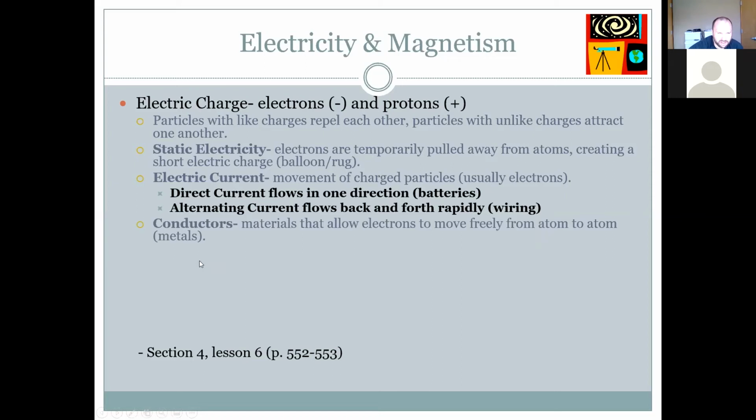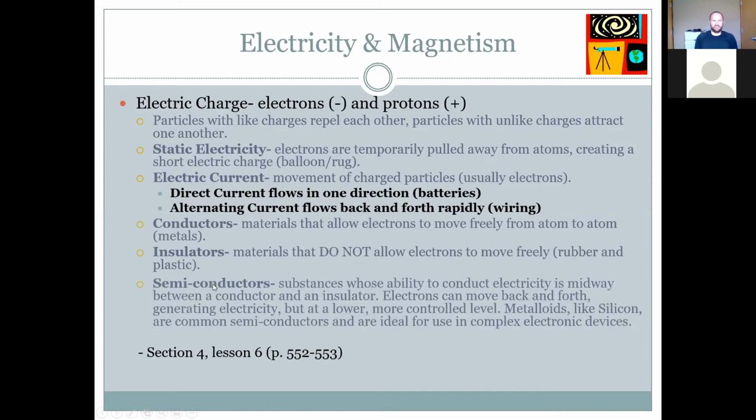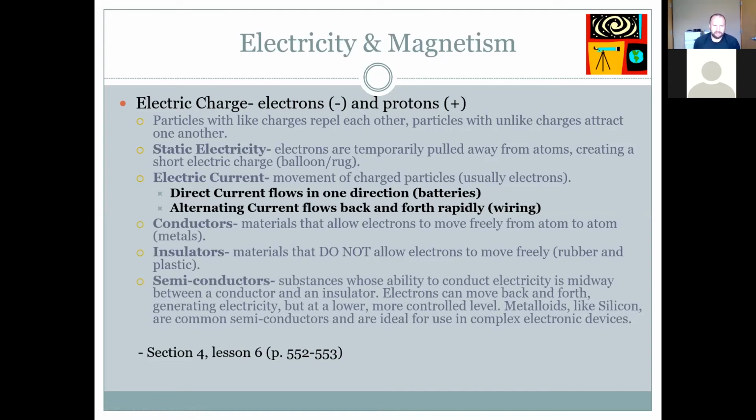All right, so the last bit here when we're talking about electricity, the big takeaway that I want you to remember is that there are some different types of materials as it relates to electricity that are either helpful or useful. The first thing is conductors. Conductors are materials that allow electrons to move freely from atom to atom. In other words, they allow electricity to flow, and those are generally metal.